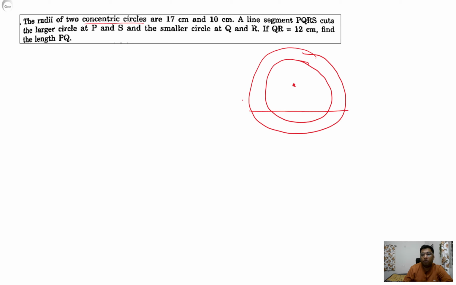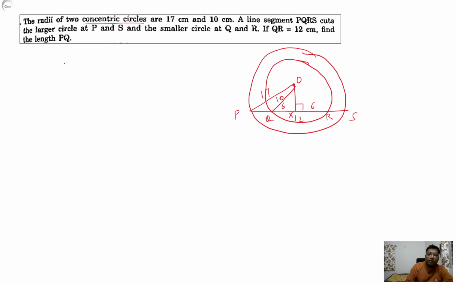Let me draw a line segment PQRS. S cuts the larger circle at P and S and the smaller circle at Q and R. If QR is equal to 12, so this part is 12, obviously we will have to drop a perpendicular. This will become 6 and 6. Now this part is the bigger radius, which is 17, and this part is the smaller radius, which is 10. Now if I mark this point as X, please understand it's the same story all over again. I'm again going to use the Pythagoras theorem. I'm again looking at a couple of right angle triangles.